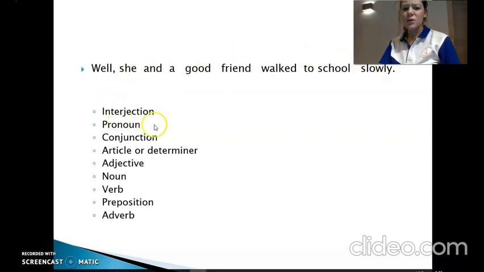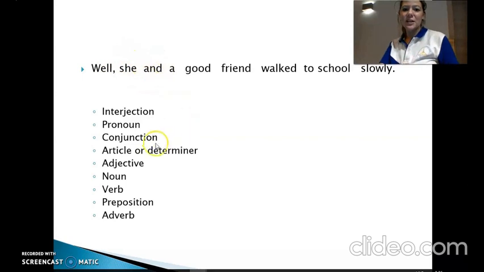First of all, there is an interjection. Well is the interjection. It's a word that doesn't necessarily mean anything, but it's like a call. It's like hi, or like ouch. It is a word that doesn't necessarily need to have a meaning, but it's something that you interject in your sentence. Then a pronoun. She, in this case, is a pronoun. She, he, it, all pronouns.